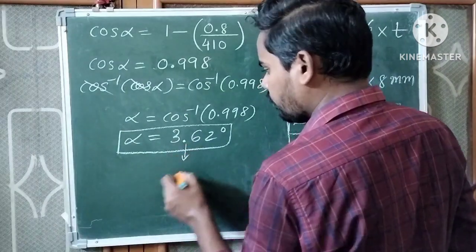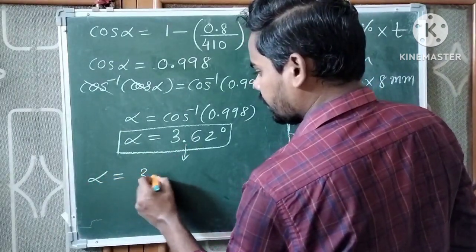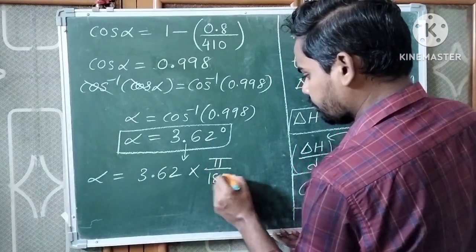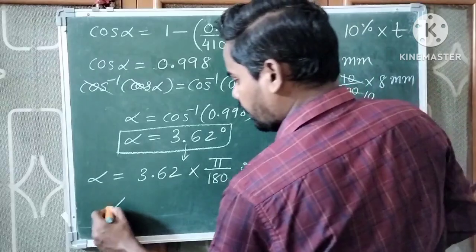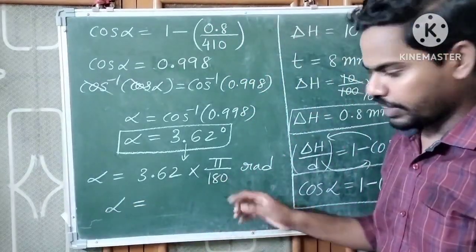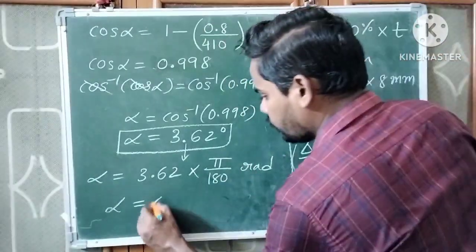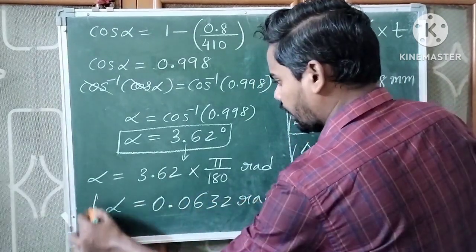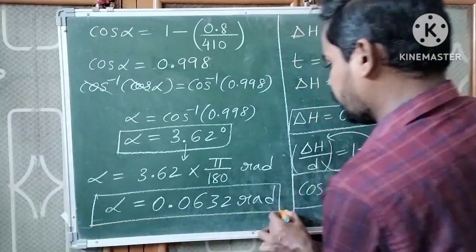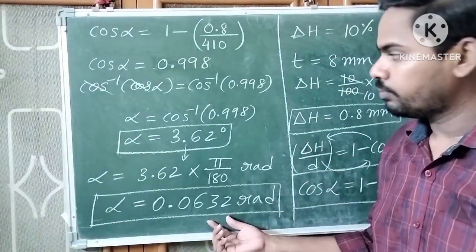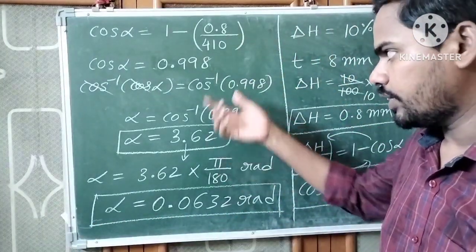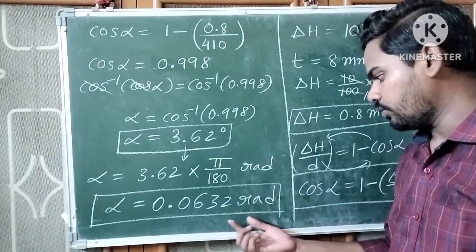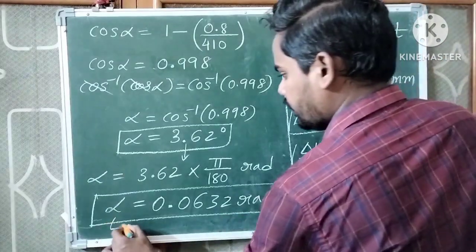If we are asked for the angle of bite in radians, then with 3.62 degrees, 1 degree is equal to pi by 180 radians. If you simplify this, in the end you will get 0.0632 radians. Therefore, the angle of bite in radians is 0.0632 radians. You can solve this using a scientific calculator. So alpha is equal to 0.0632 radians. This is the angle of bite.